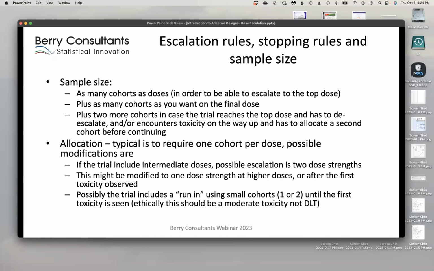Or it may be you get to the top dose and then have to backtrack and allocate to a lower dose that you already tested on the way up. For the allocation rules, it is very typical to require one cohort per dose and to only go up one dose increment. Perhaps that's a bit of a hangover from the original 3+3, but it's also baked into an awful lot of these newer methods that are improvements on the 3+3, but they're very much decision-making methods rather than modeling methods, like the mTPI and BOIN that we'll look at in a minute.